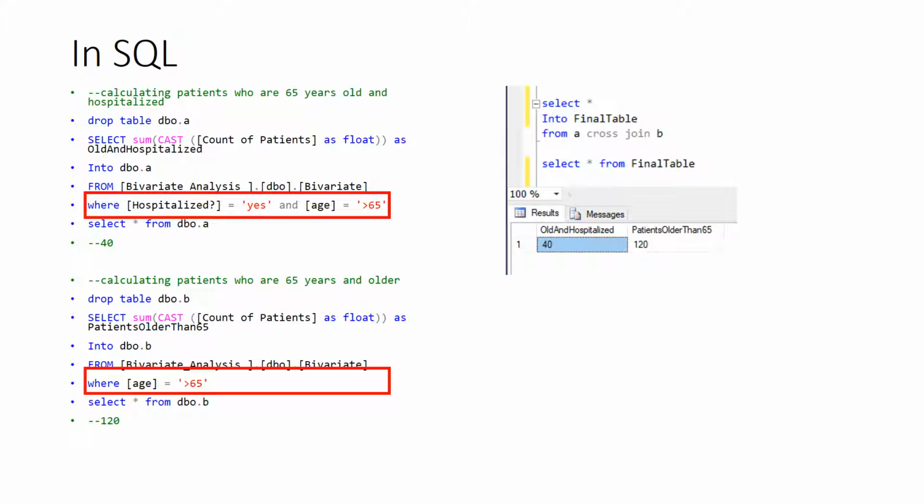So here I'm merging the table A and B into a table called final table, and this is what the table looks like. It will have old and hospitalized in one column, and another column will be patients older than 65. And the last step was just simply calculating the probability, so just dividing old and hospitalized by patients who are older than 65, and then I just rounded the number to 2, and the value came out to be 0.33.